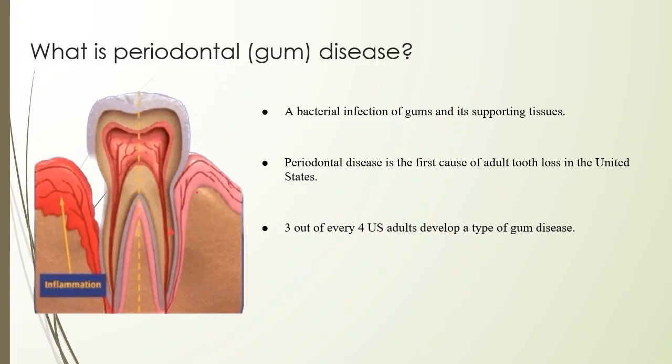Before talking about the therapy itself, let's talk about periodontal disease, as this is the reason there could be a need for that therapy. We all know gum diseases are bacterial infections of the gums and their supporting tissues. Supporting tissue includes the periodontal ligament fibers, teeth, and bone. Periodontal disease is a cause of adult tooth loss in the United States, and statistics also show that 3 out of every 4 US adults develop a type of gum disease.